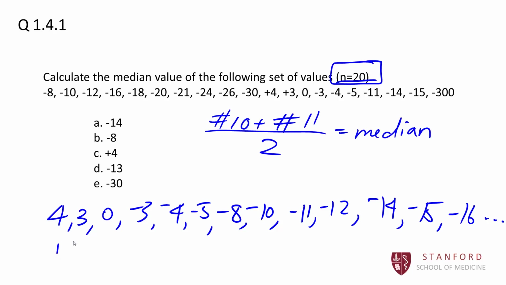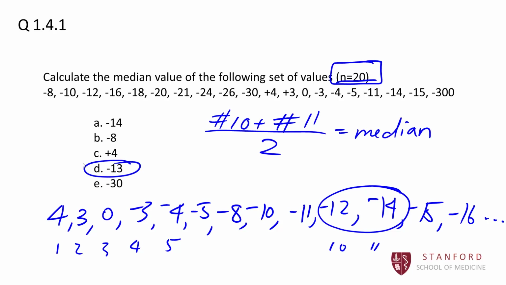So this is 1, this is 2, this is 3, 4, 5, 6, 7, 8, 9, 10, and 11. And so the average, of course, of -12 and -14 is going to be -13. So the median value in this set of numbers is -13.